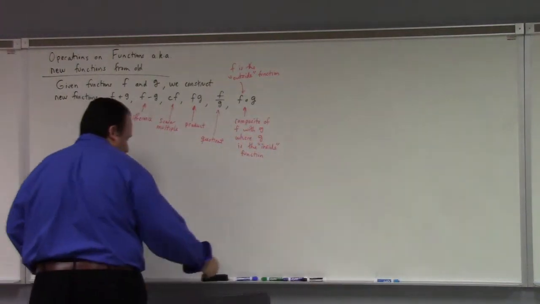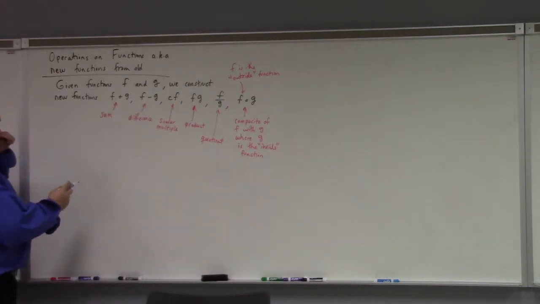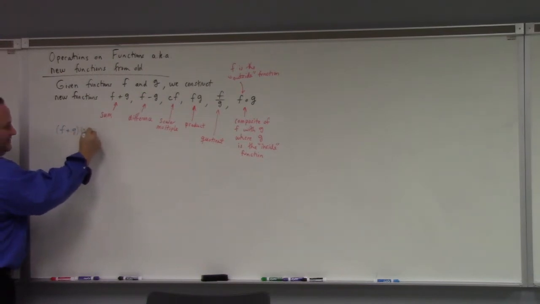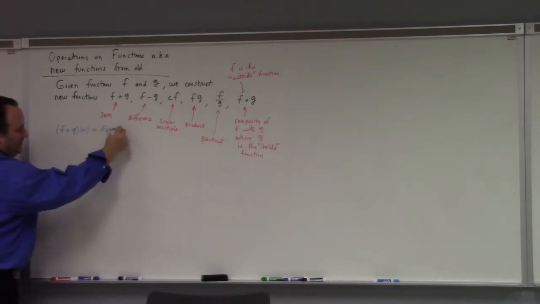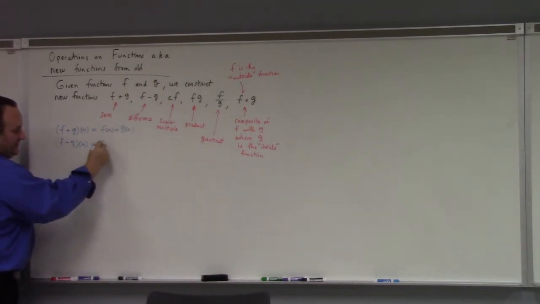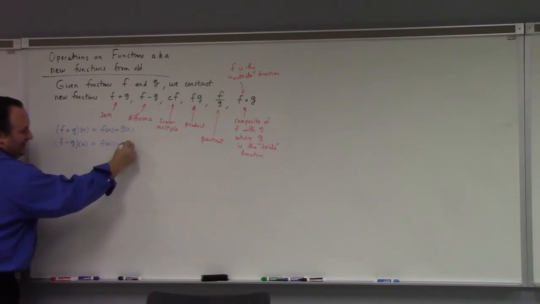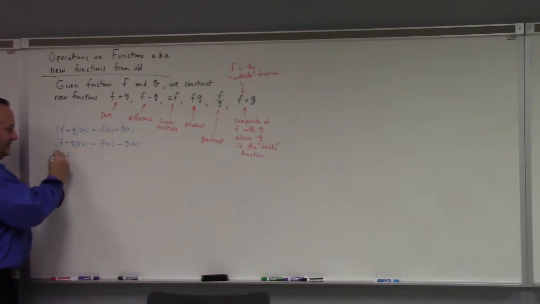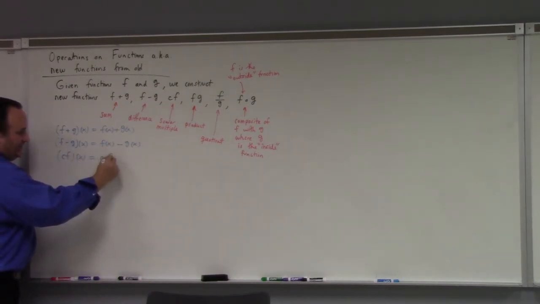So I'll put the definitions over here. We have f plus g of x is f of x plus g of x. F minus g of x is, guess what? F of x minus g of x. Okay? A constant times f: that function, when you feed it x, you get out c times f of x.